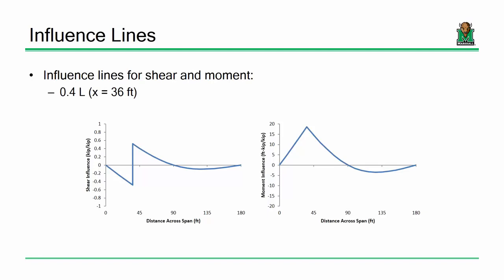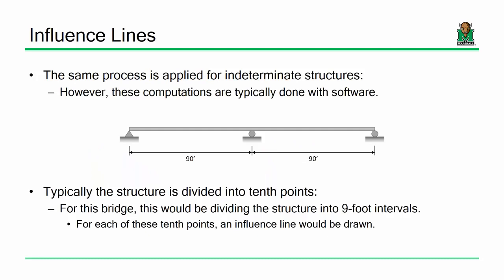What this influence line is telling me, for instance, if I look here at the moment side, if I put that truck on the left span, I'm going to get positive bending. But if I put it on the right, I'm going to get negative bending. Does that make sense?